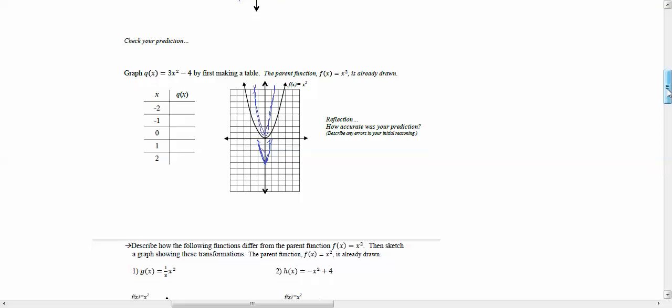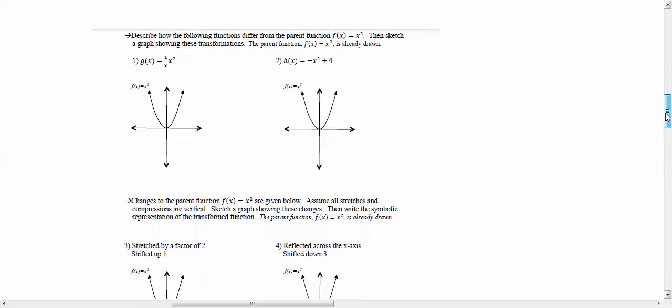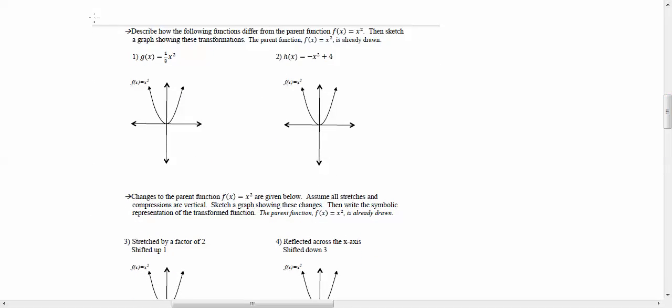Alright, let's describe these changes. Describe how this function is going to differ from the parent function. 1/3 x squared is going to take your parabola and compress it, so it's going to be a fatter parabola. Negative x squared plus 4 is going to take a regular parabola and turn it upside down, but move it up by 4. That's what my parabola is going to be.